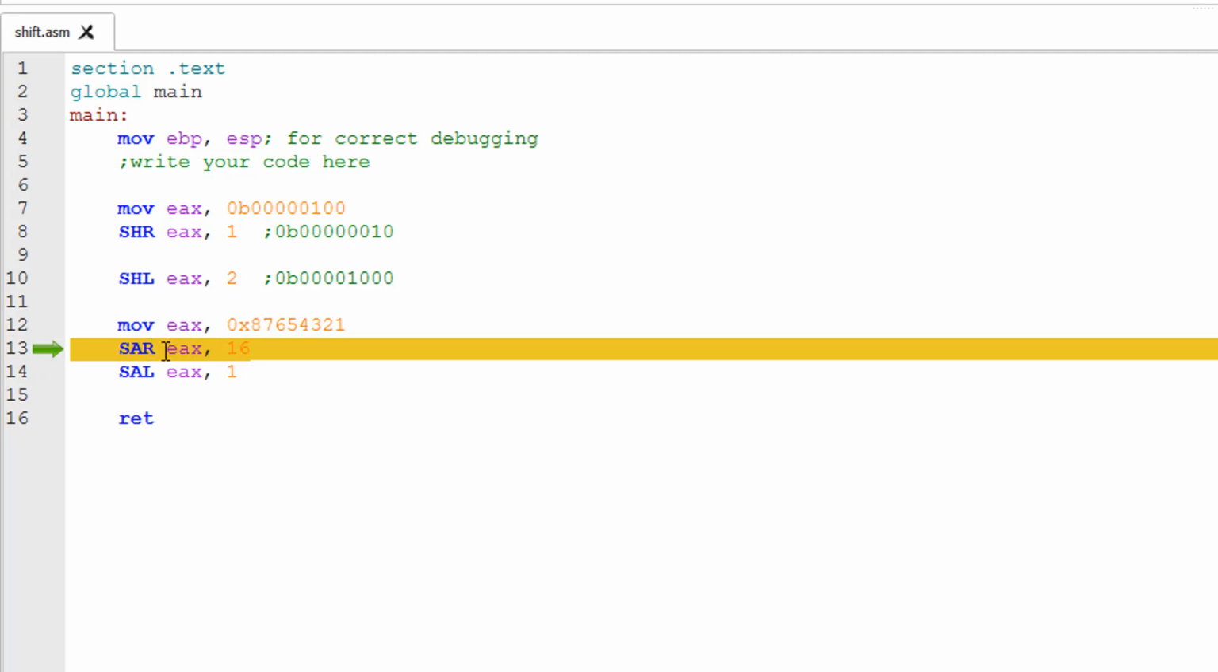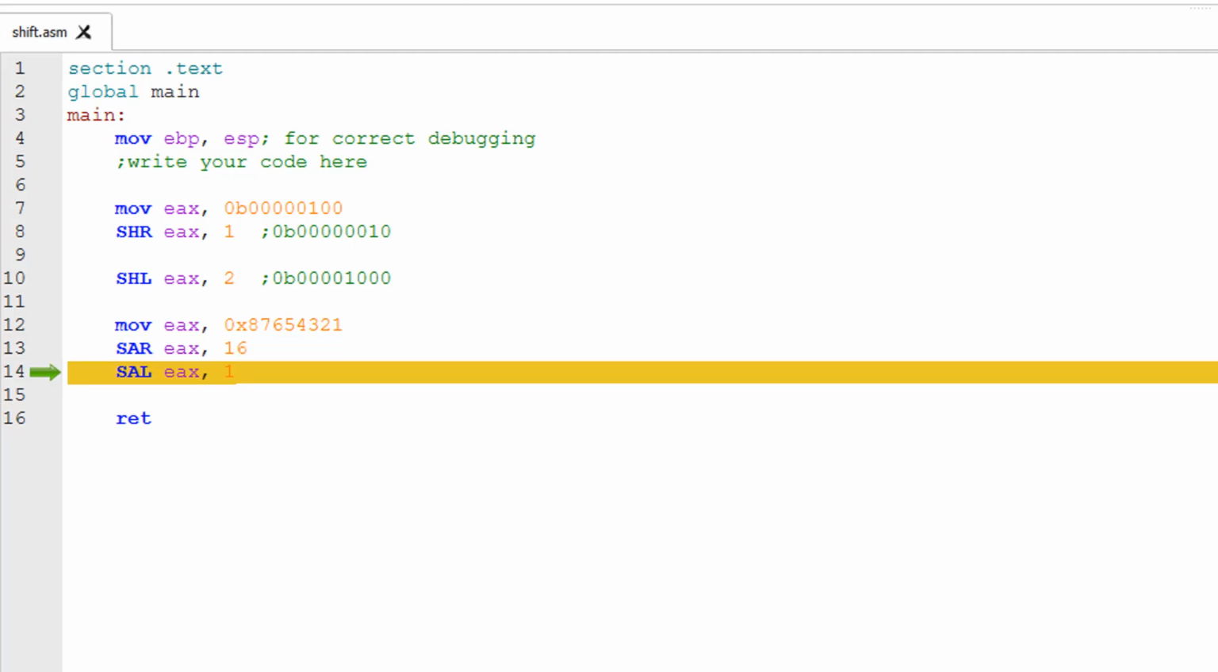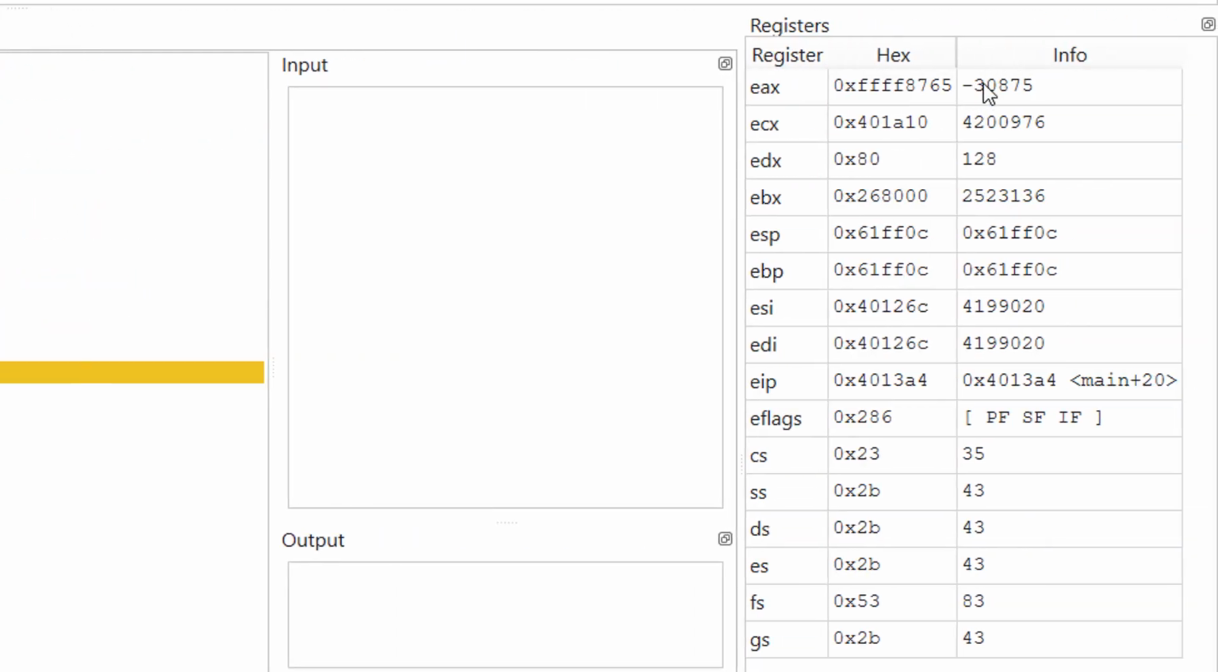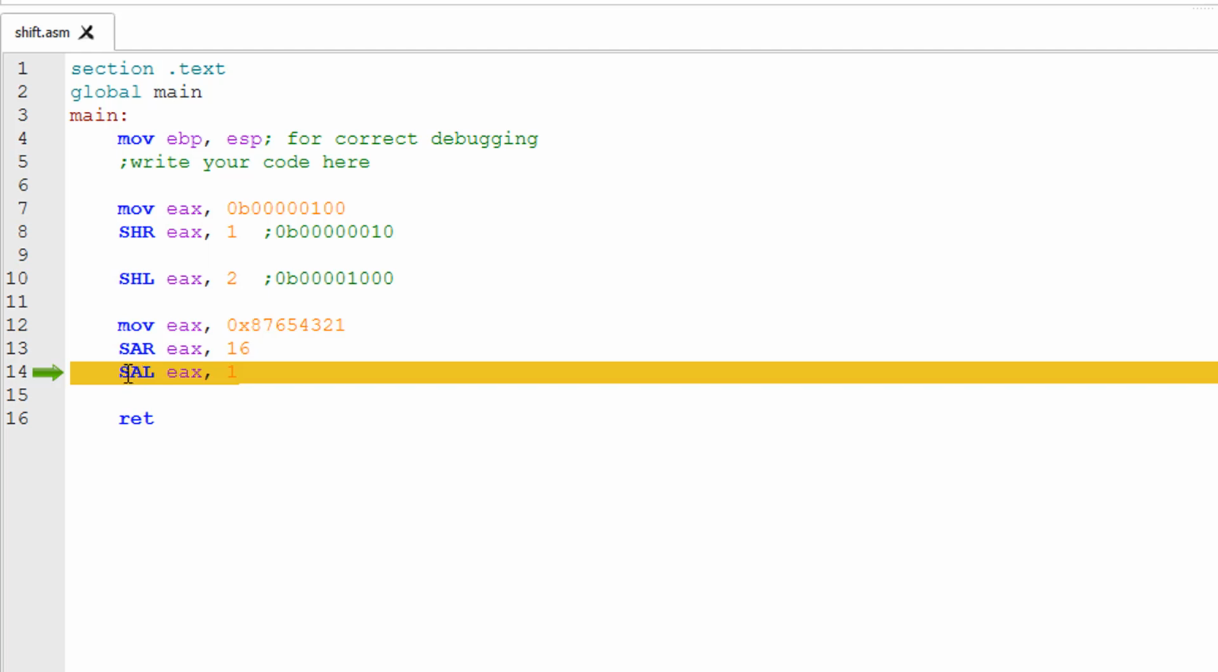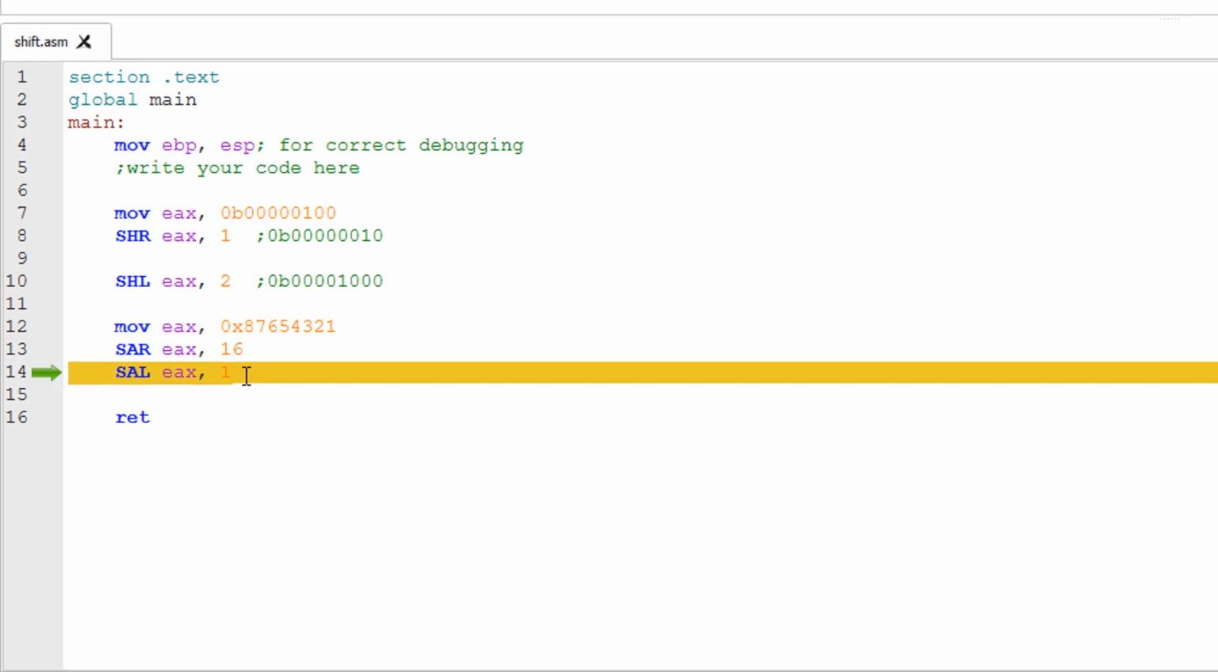So if we shift right 16 positions, you see EAX is 32-bit. If we shift 16, it's going to divide by 2 16 times. Let's see the result. It's going to keep the sign. 30875. Okay, and then we are going to use the arithmetic shift left one position.